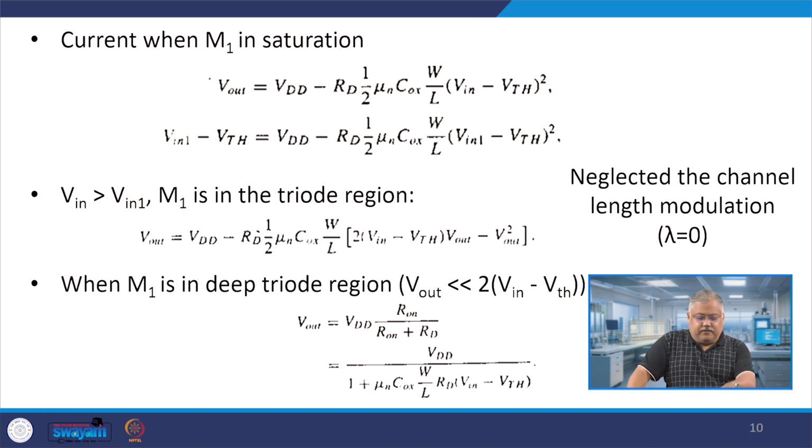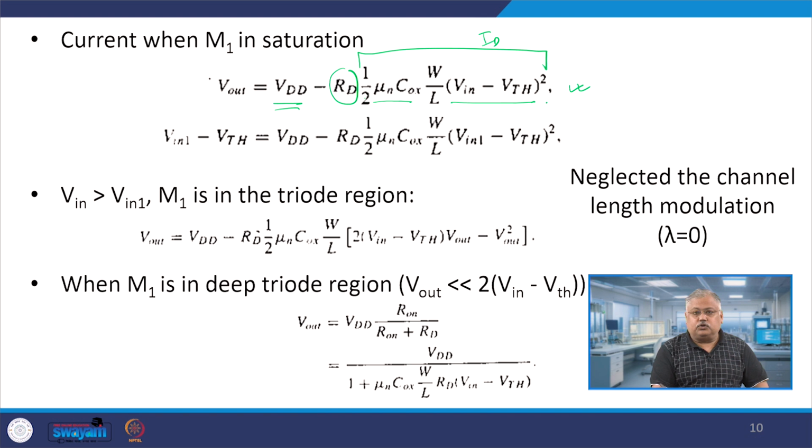Now, when the device M1 is in saturation, I can write V out equals VDD minus RD times ID. Since the device is in saturation, ID is 1/2 mu n C oxide W by L times (V in minus VTH) whole square, and therefore I can write V out as this quantity on the right hand side. As a result, the V out starts to drop down.